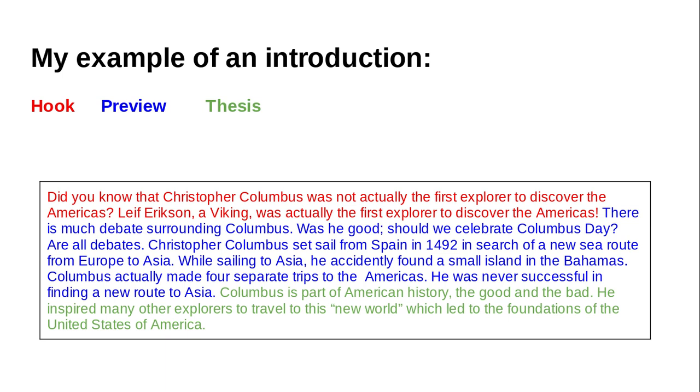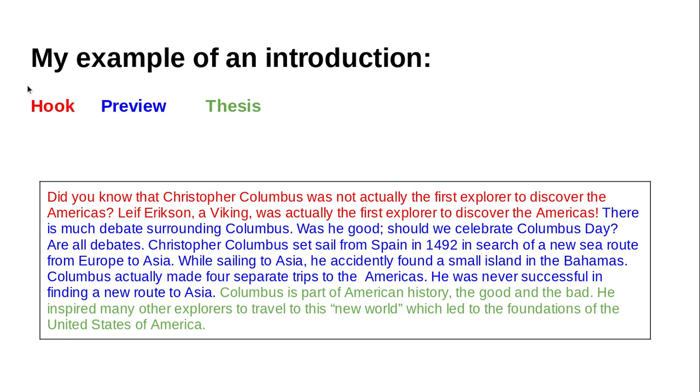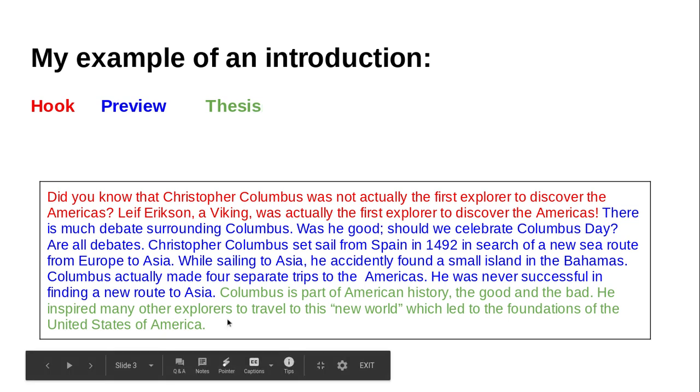I know my guys, you're kind of used to color coding things to make sure you have all of the pieces that you need. So you're welcome to do that when you're drafting. You don't have to, but if it helps you organize and make sure you have all of your pieces, you're welcome to do that. So I made my hook in red font. My preview, or what the paper is going to talk about, is in blue. And then my thesis, or the "so what," why my explorer is important, is in green.